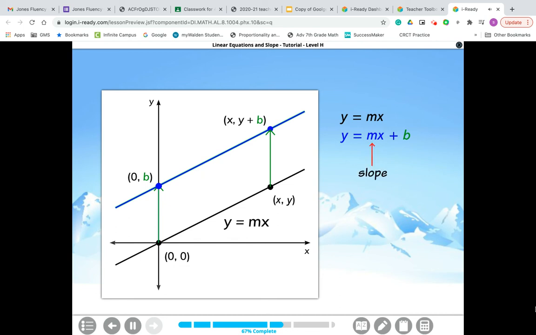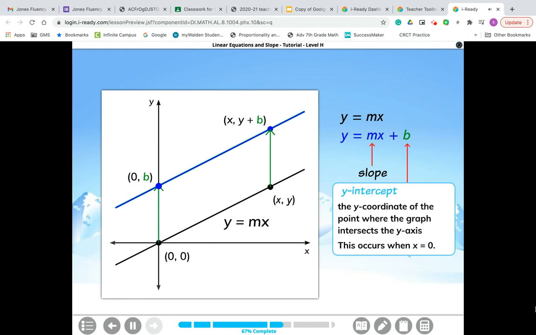Yep, m still represents the slope, and b represents the y-intercept, the y-coordinate of the point where the graph intersects the y-axis. In other words, the y-coordinate when x equals 0.